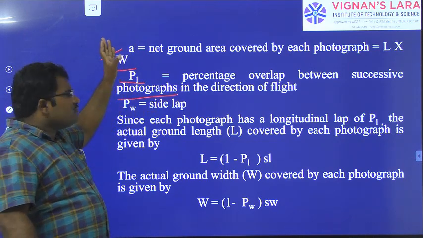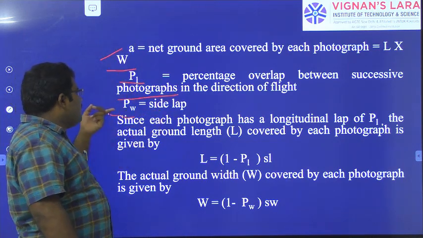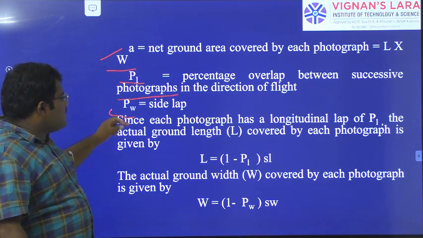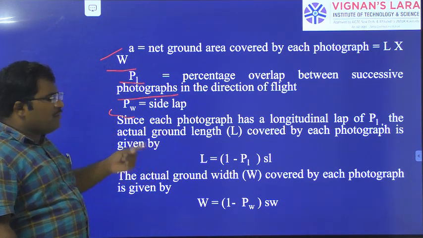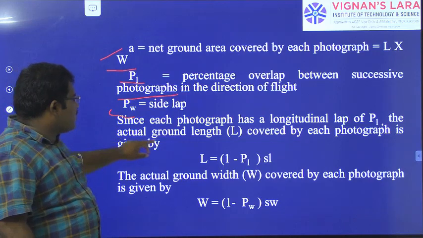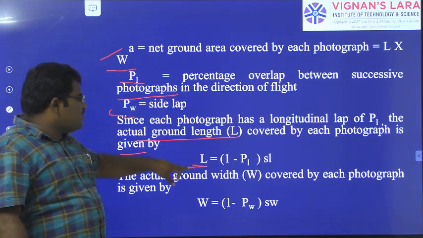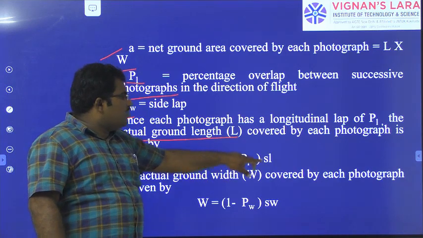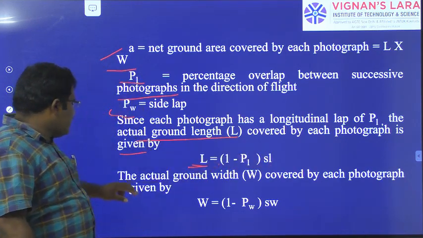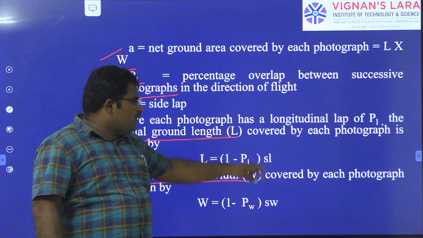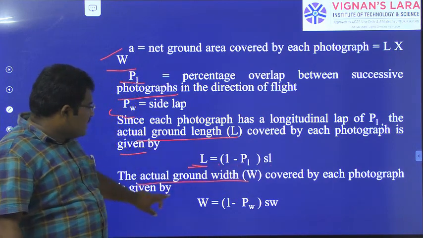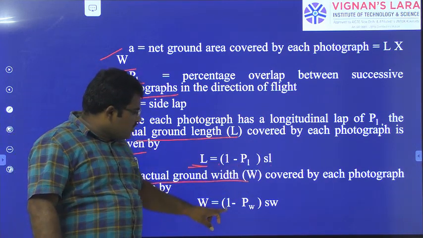That's the longitudinal overlap. PW is the side length. Since each photograph has a longitudinal lap of PL, and the actual ground length L covered by each photograph is given by capital L equals (1 minus PL) into S into L, as well as the actual ground width W covered by each photograph is given by capital W equals (1 minus PW) into S into W.